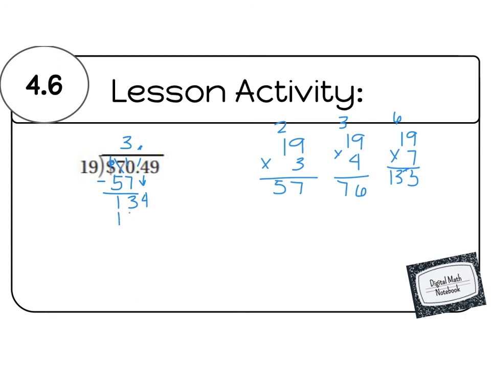133 goes underneath, subtract, and we're left over with 1. And then we bring down this 9. And perfect. Oh, don't forget our 7 up here on top. 19 goes into 19 one time, which is 19. Subtract, we're left over with 0.